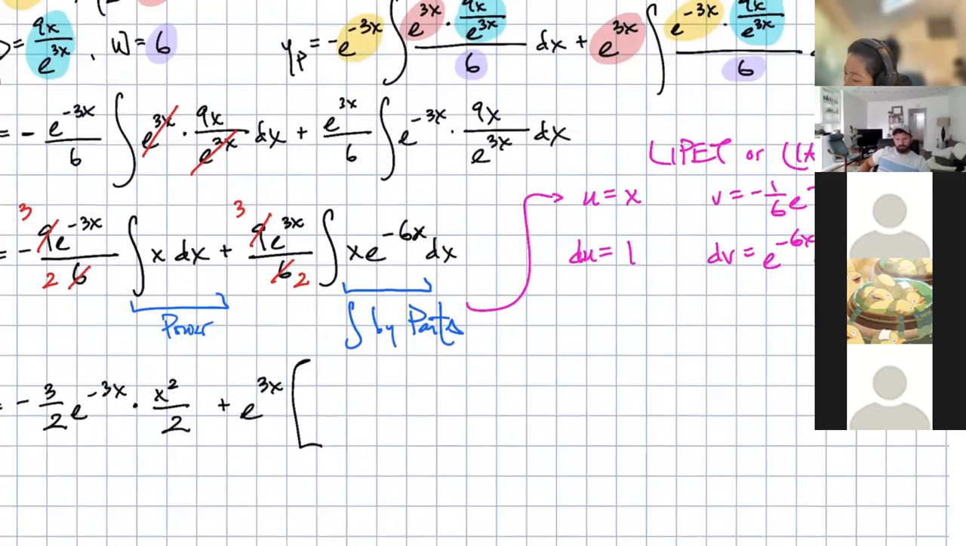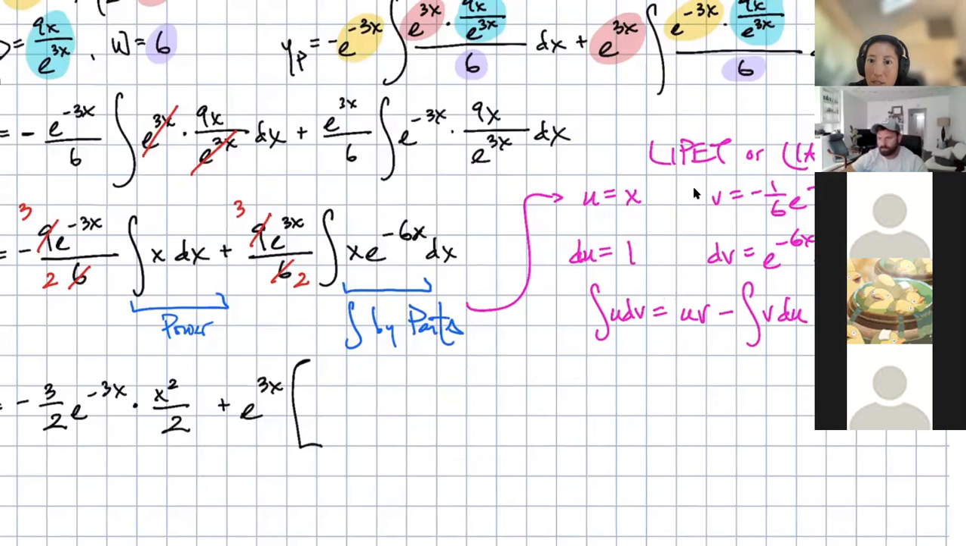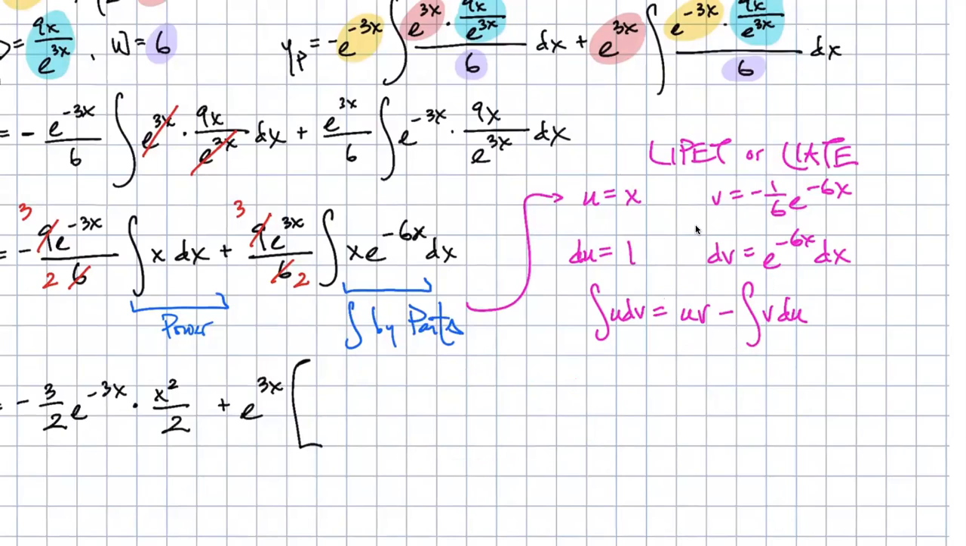And integration by parts, just as a friendly reminder, the integral of u dv equals uv minus the integral of v du. So I'm going to take what I wrote in my setup and I'm going to plug it into the right-hand side of this pink part. And I'm going to go ahead and insert that right here. And so we'll get uv, or negative 1/6 x e to the negative 6x, that's u times v, minus the integral of v times du.